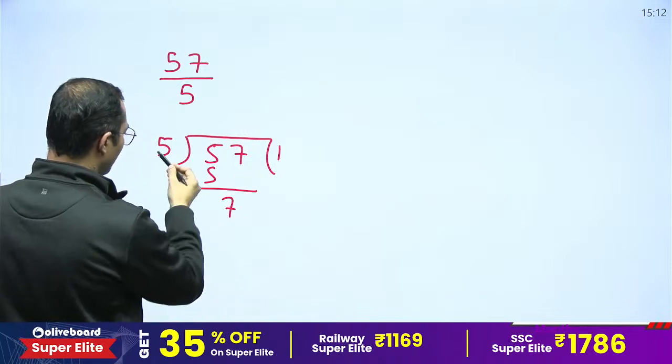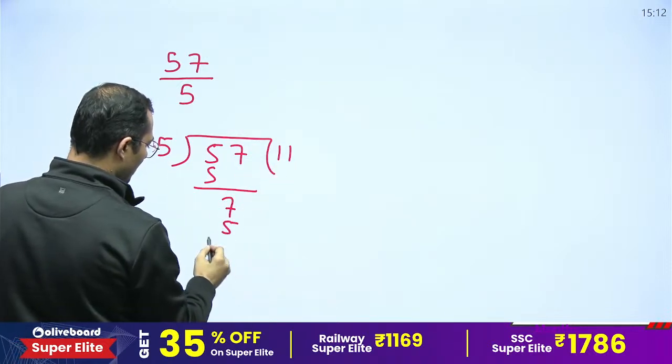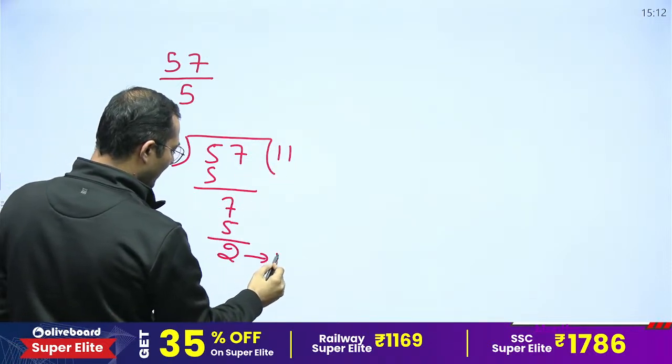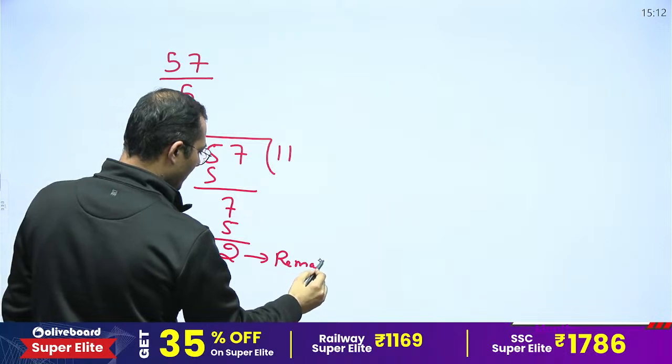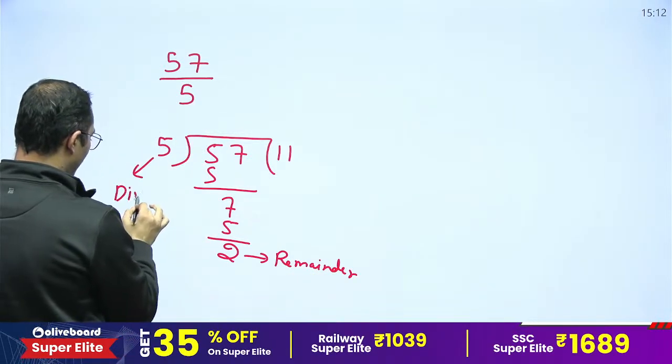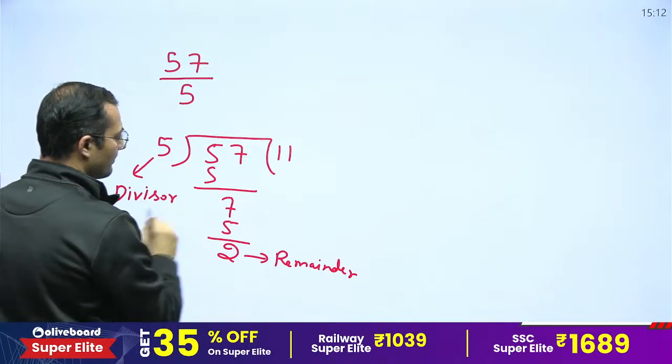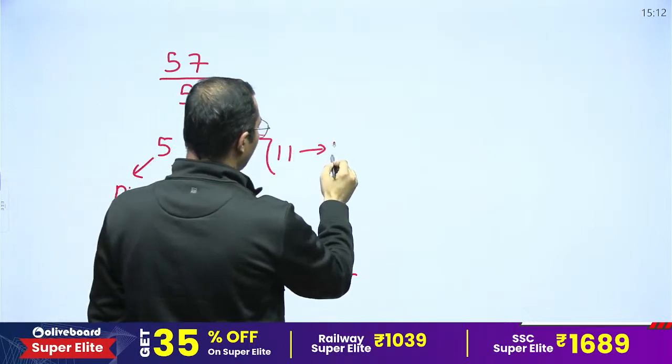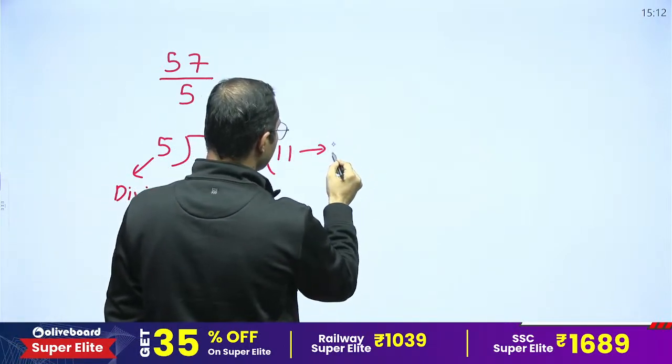Take 7 down. Okay. Again 5 ones are 5. So 2 is the remainder. 5 is the divisor. And 11 is the quotient.